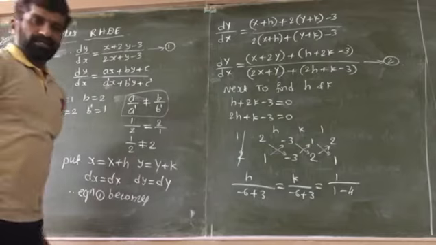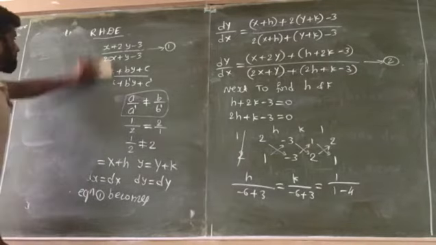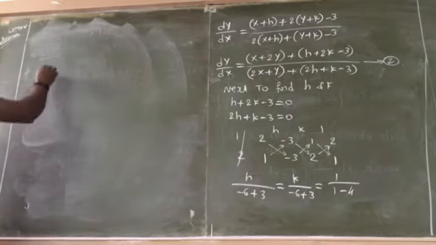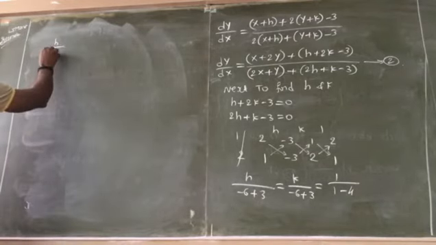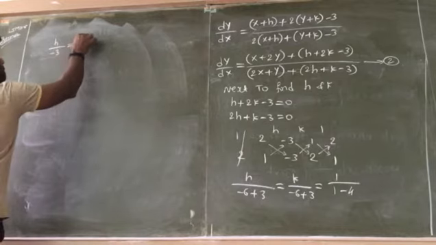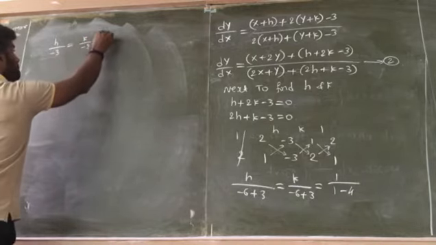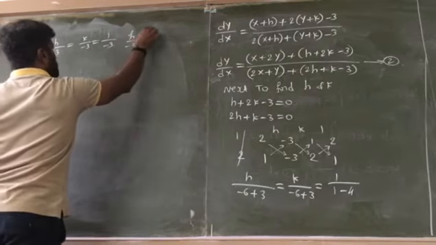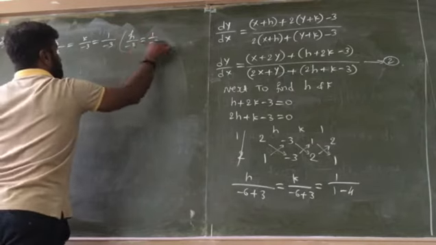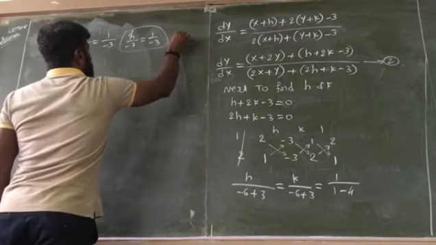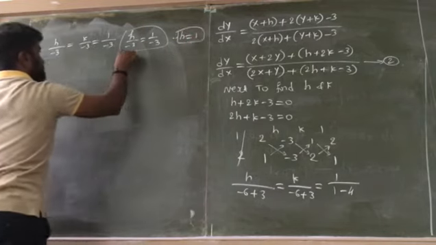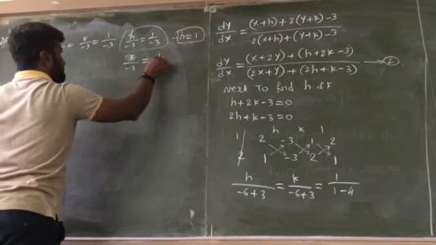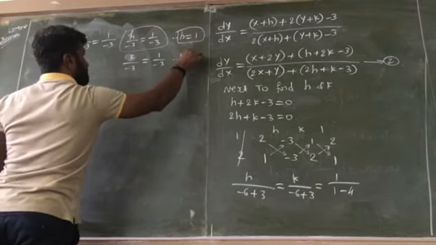You must find the h and k values. So h divided by minus 3 is equal to k divided by minus 3, which is equal to 1 divided by minus 3. Equating, h divided by minus 3 is equal to 1 by minus 3, and therefore h is equal to plus 1. Similarly, k divided by minus 3 is equal to 1 divided by minus 3, therefore k is equal to plus 1 again.